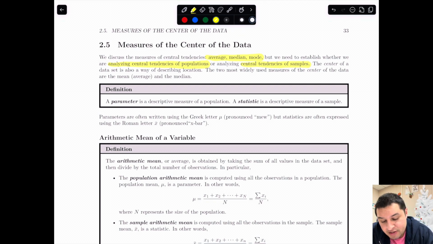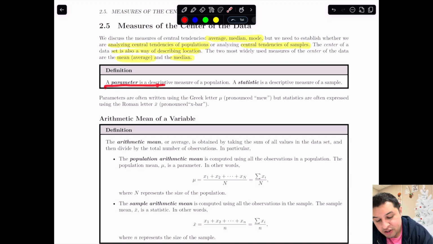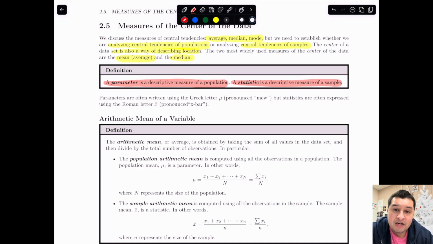The center of the data is also a way of describing its location. The two most widely used measures of the center of the data are the mean, the average, and the median. Those are usually what we call the center of the data itself. A parameter is a descriptive measure of a population. A statistic is a descriptive measure of a sample. That's something we talked about in chapter 1, which is actually what we're talking about right now.